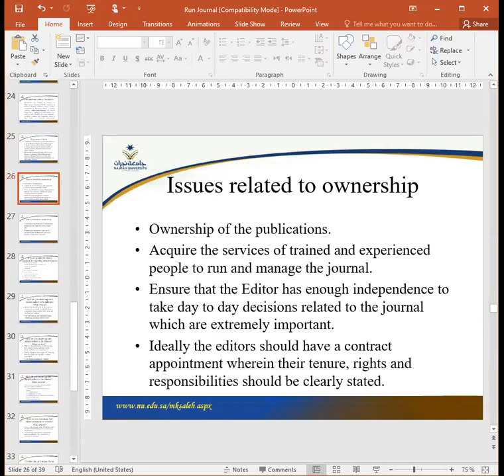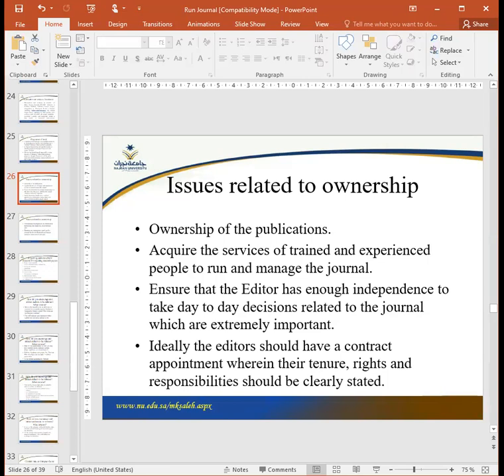The issue related to ownership. The difficulty related to running a successful journal is also related to the ownership of the publication. So if a society, organization, foundation, or trust, or an institution, including a university, is the owner, they can set aside enough funding for this project. Not only that, they can even acquire the services of trained and experienced people to run and manage the journal.